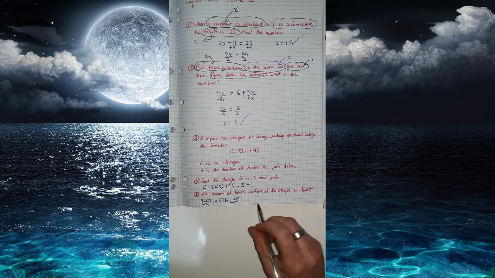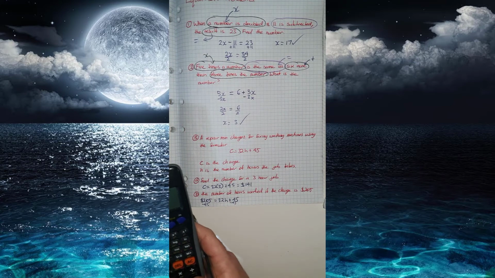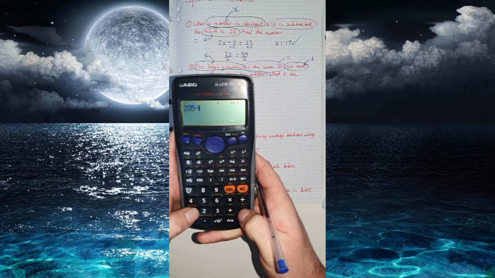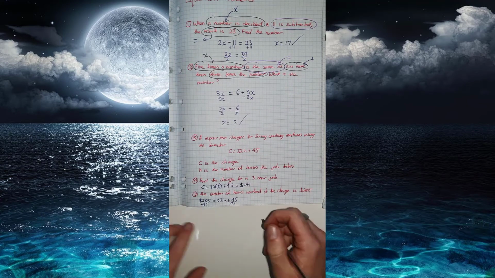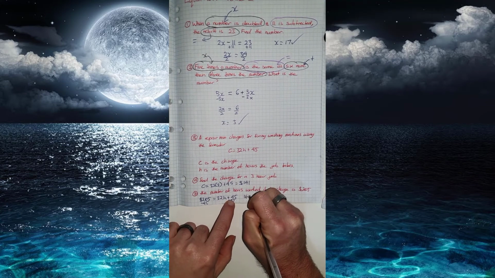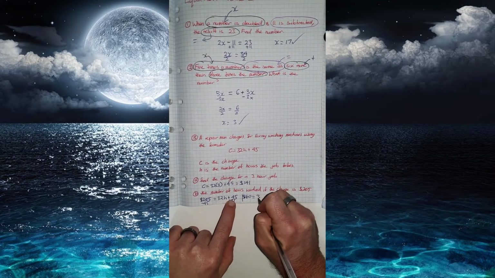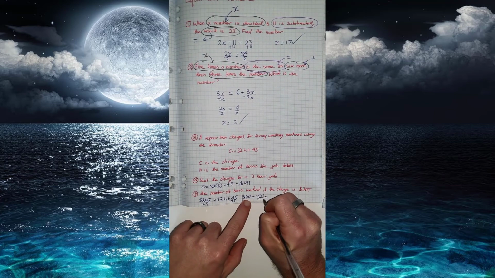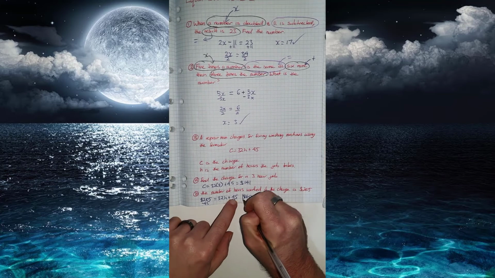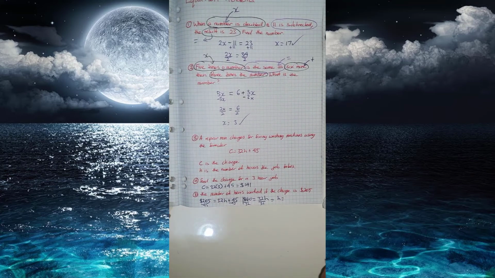Now, I am running out of room, so I'm going to go to the right. So 205 minus 45, 160. So 160 equals 32H. Now to get H on its own, all I need to do is divide by 32, divide by 32. Now H is going to be left on its own.